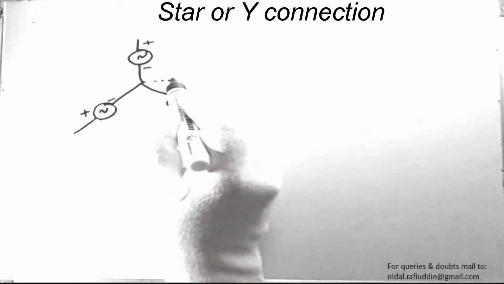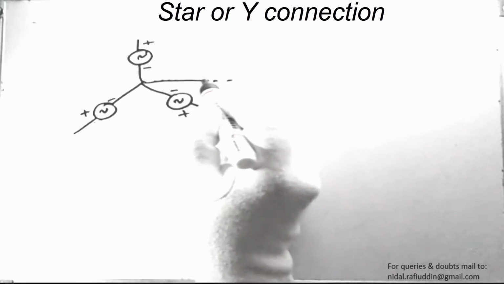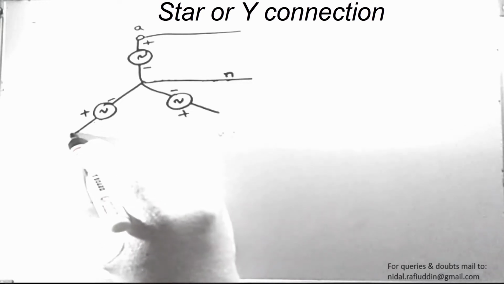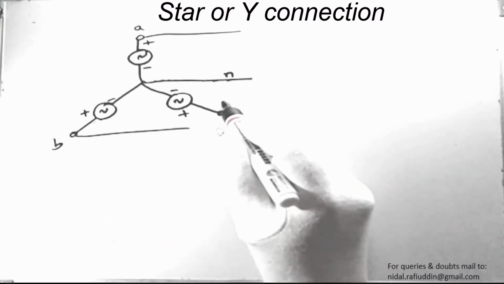Since in case of a star connected system we have 4 wires, we have a common point called neutral. This was represented as N, and let's say this is terminal A corresponding to phase A, this is B for phase B, and this is C for phase C.